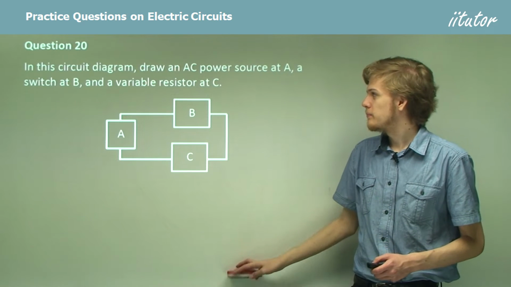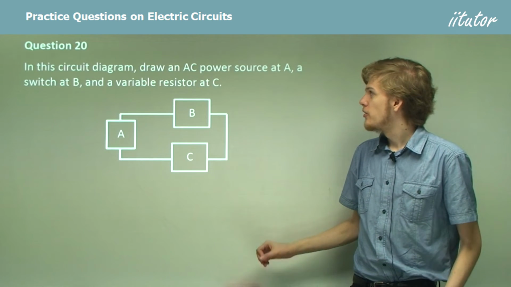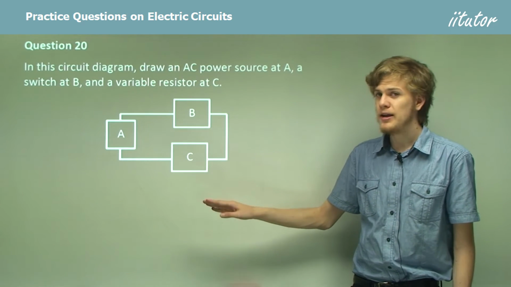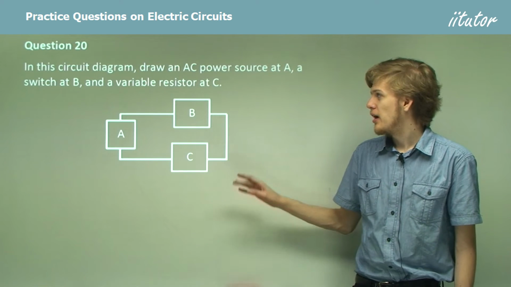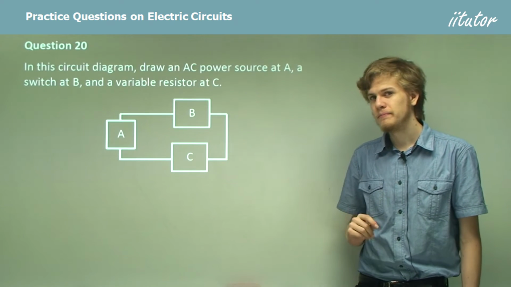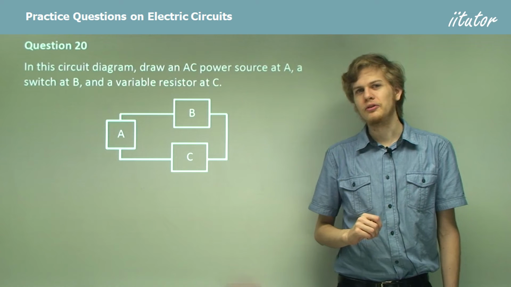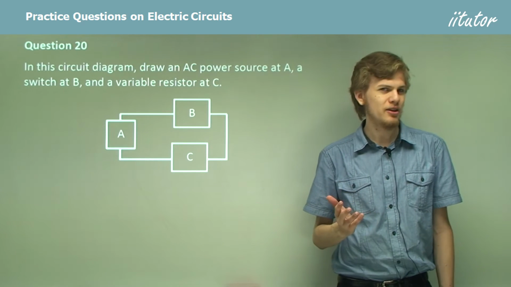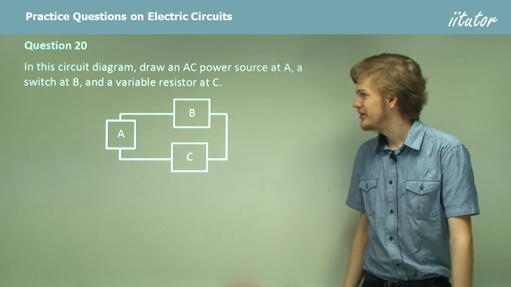Question 20. In this circuit diagram, draw an AC power source at A, a switch at B, and a variable resistor at C. I'll give you a moment to complete your diagrams. Right, that should be time enough. You're able to pause the video, right?